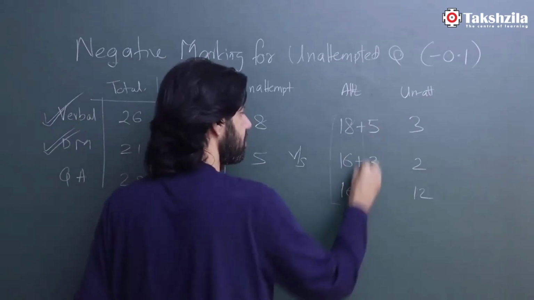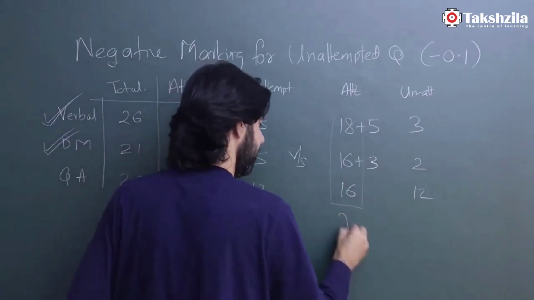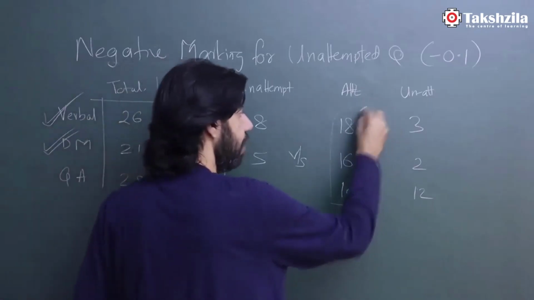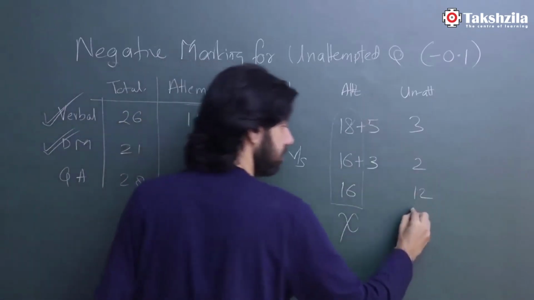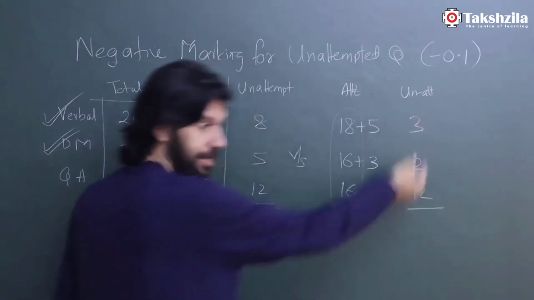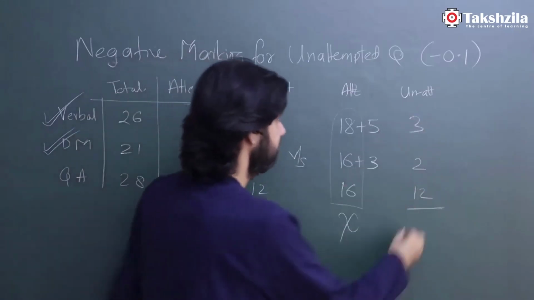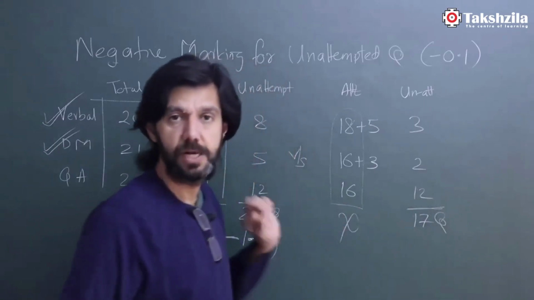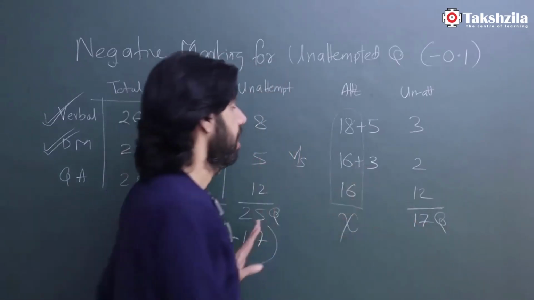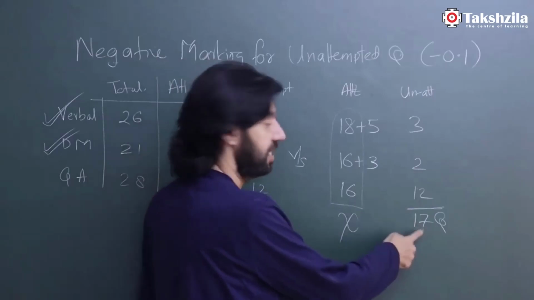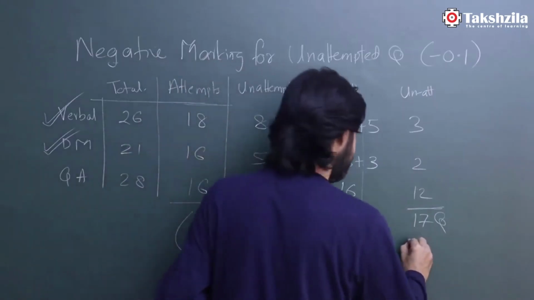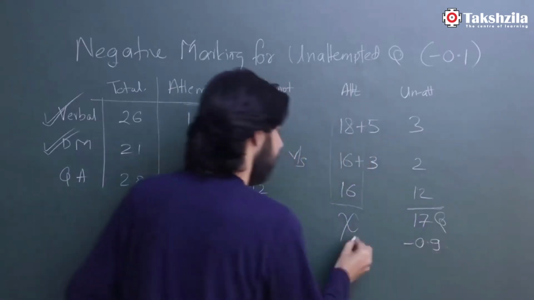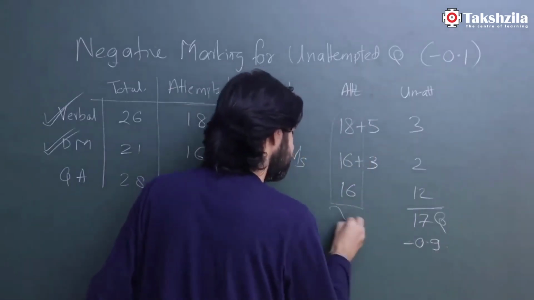Here, whatever marks you're going to get, that's X marks as before. There's no difference there. Now, here you have 8 more attempts. Let's look at the negative marking first. Unattempted: 12 and 5, 17 questions. 8 will go unpenalized. You will be penalized for 9. For 9, you'll get a minus 0.9. Okay, so let's put this.